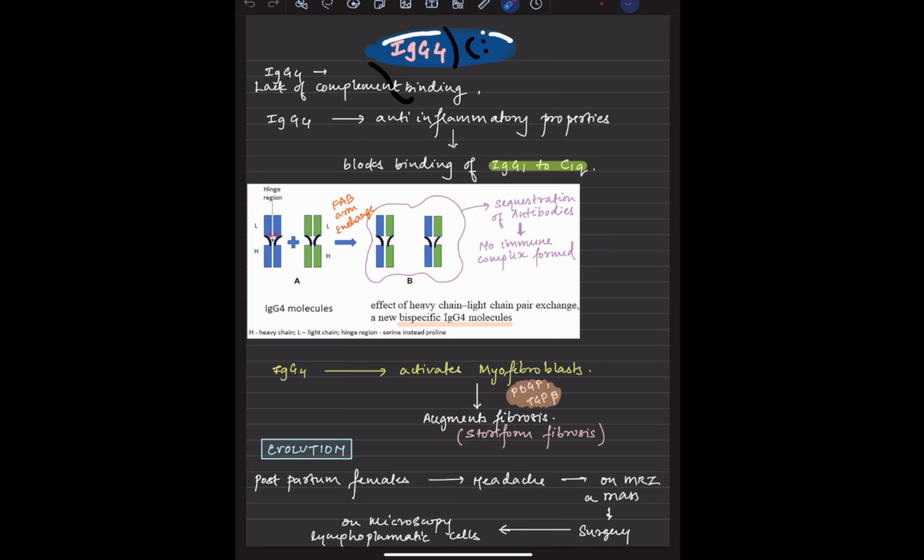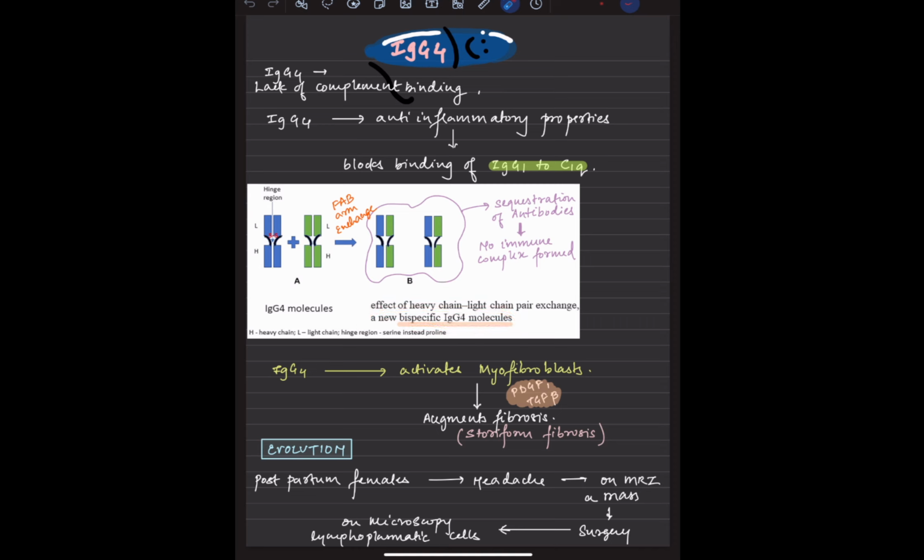There are anti-inflammatory properties involved in IgG4. We can see the IgG4 molecule has a light part and a hinge heavy part. What happens is the Fab arm exchange. Because of the Fab arm exchange there will be sequestration of the antibodies, and thus no immune complexes are formed. This causes new bispecific IgG4 molecules.